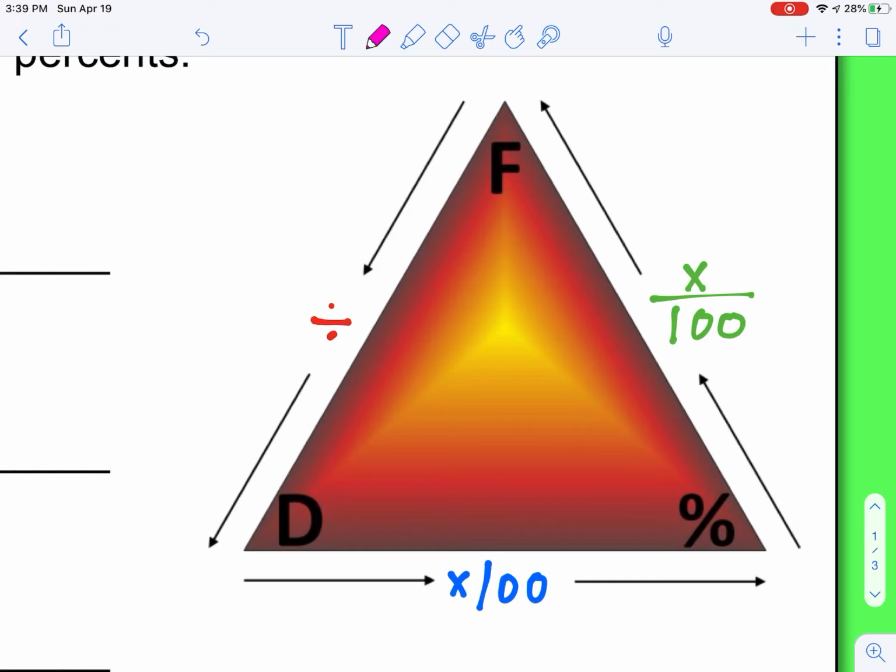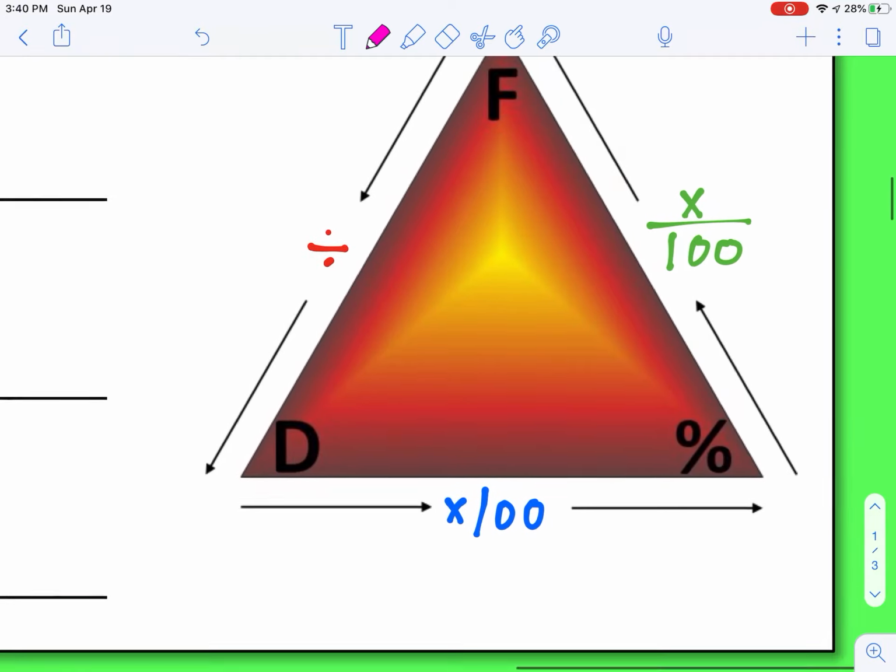Now I'm on the top of my triangle. The arrows are pointing to the D, which stands for decimal. So to convert from a fraction to a decimal, I'm just going to divide. And we should know how to do that from a few months ago. And then last but not least, when I'm in the bottom left-hand corner of my triangle, which is D for decimal, and I follow the arrows over to the percent symbol, I am multiplying by 100. So to turn a decimal into a percent, all I need to do is multiply by 100.